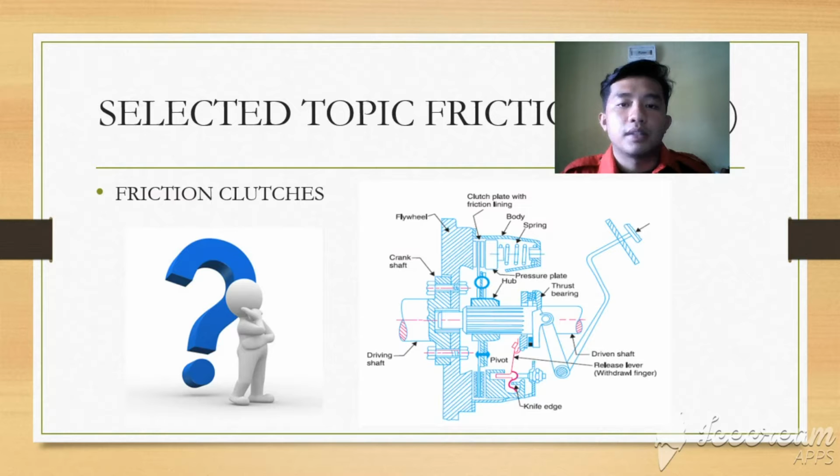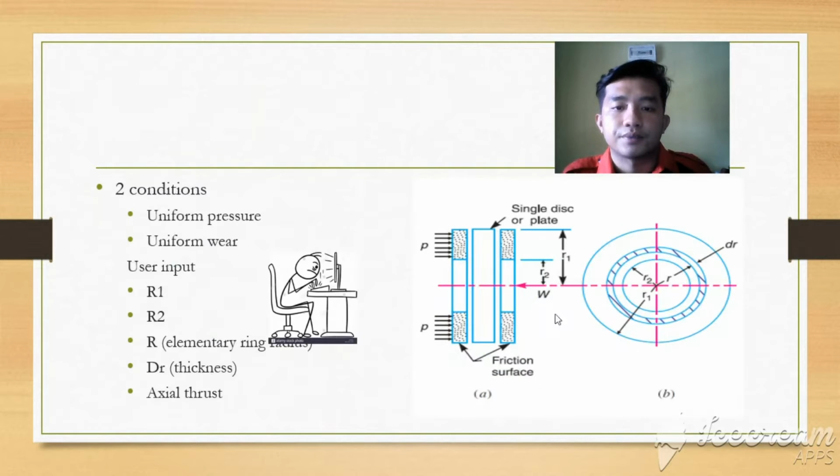So the topic that I selected is friction, chapter 4, and the subtopic is the friction clutch. Here we can look at one example of the friction clutch. For this question, it has two conditions. Number one is uniform pressure, and the second one is uniform wear. The user needs to input the first one, R1, this is R1, R2, and this is R2, R, the elementary ring radius, here thickness dr, and axial thrust.